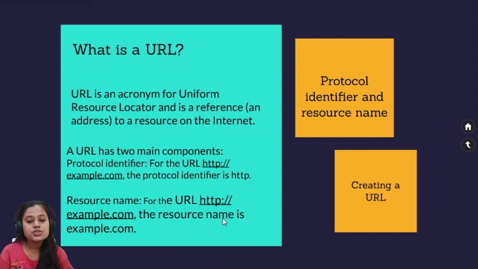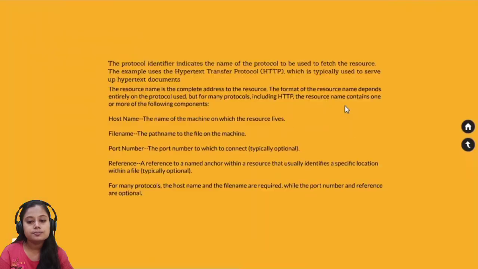For the URL http://example.com, the protocol identifier is HTTP. The next component is the resource name. For the URL http://example.com, the resource name is example.com. Now let us explore protocol identifier and resource name, the two components of the URL.